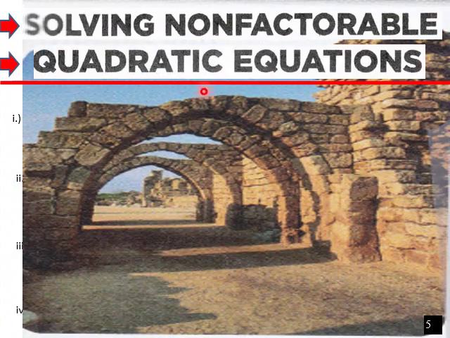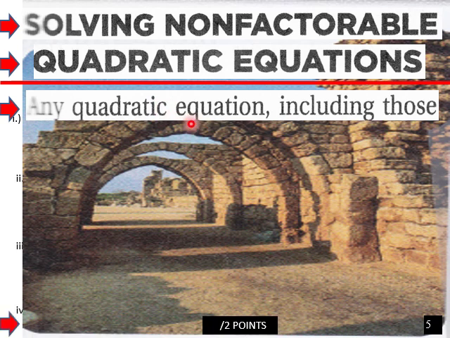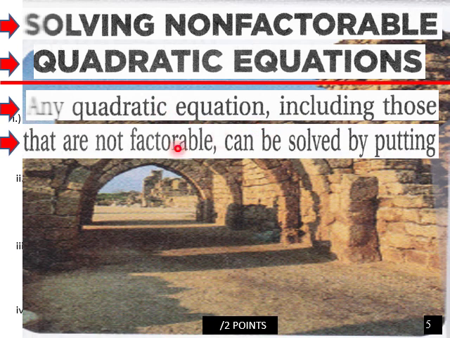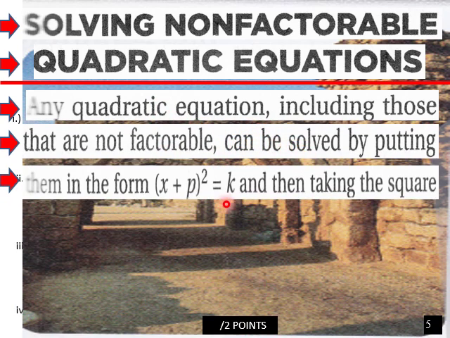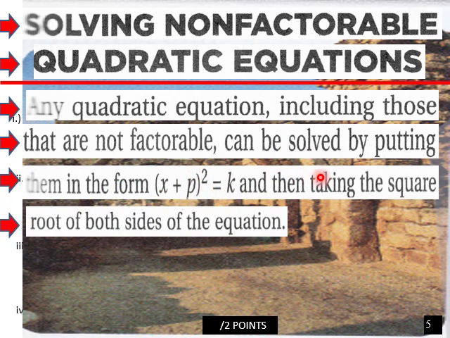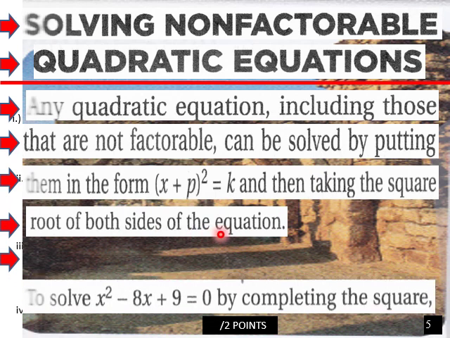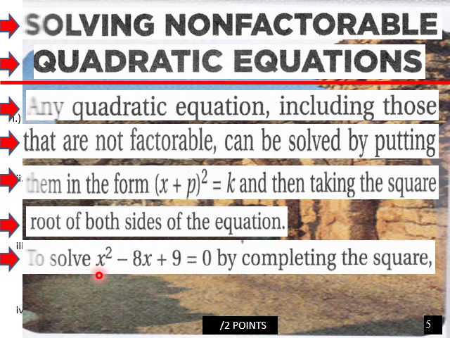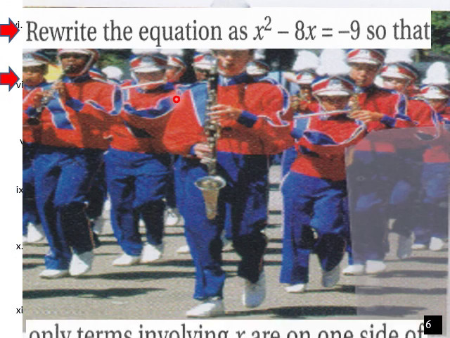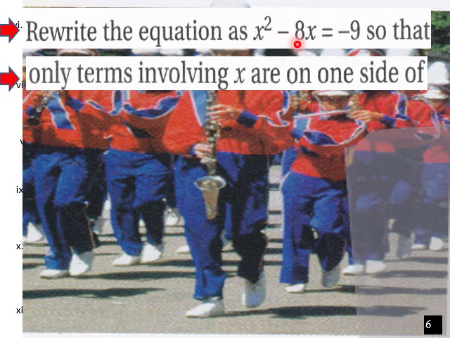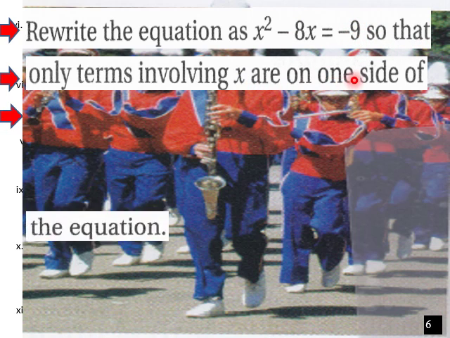Okay, so solving non-factorable quadratic equations. Any quadratic equation, including those that are not factorable, can be solved by putting it in the form of x plus p squared equals k, and then taking the square root of both sides of the equation. So in this situation here, x squared minus 8x plus 9 equals 0. By completing the square, rewrite the equation as x squared minus 8x equals negative 9. So we move our constant over here, so only terms involving x are on one side of the equation.